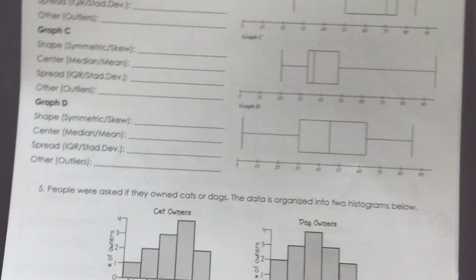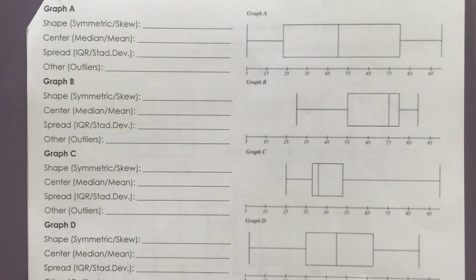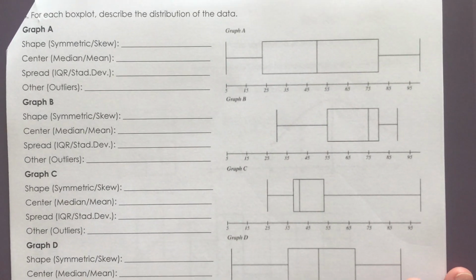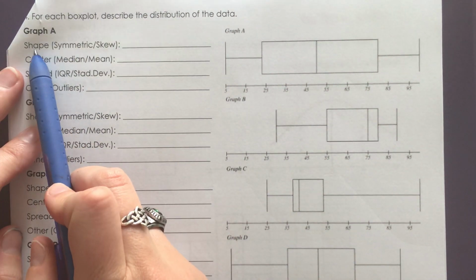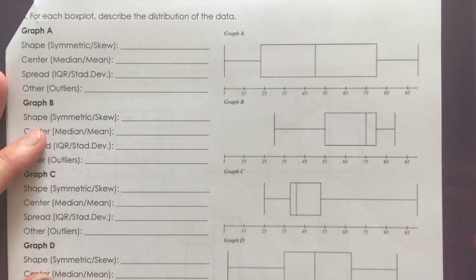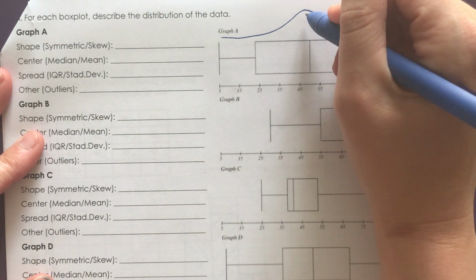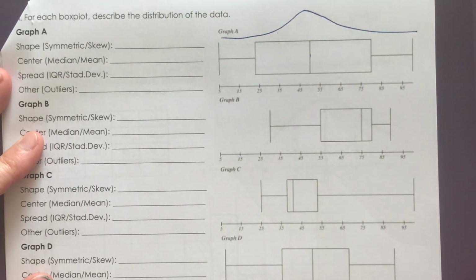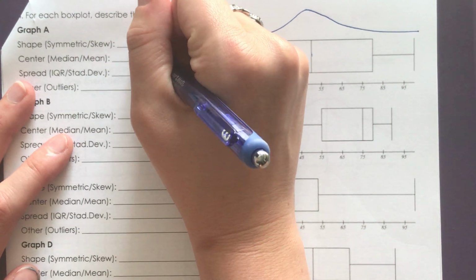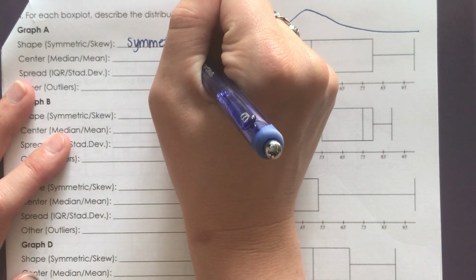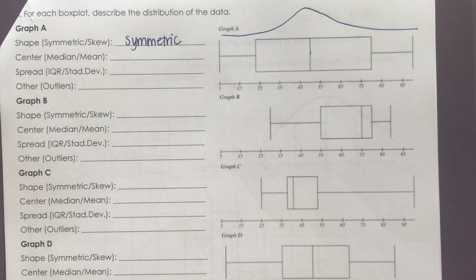Okay. Now, for each box plot, we are going to describe the distribution of the data. So let's just start with the shape, if it's symmetric or if it's skewed. So if I go here, it kind of looks like, whoop, that's where my hump is, right at this line. This looks like it's pretty much symmetric. It's maybe a little off, but we're going to say that's symmetric.